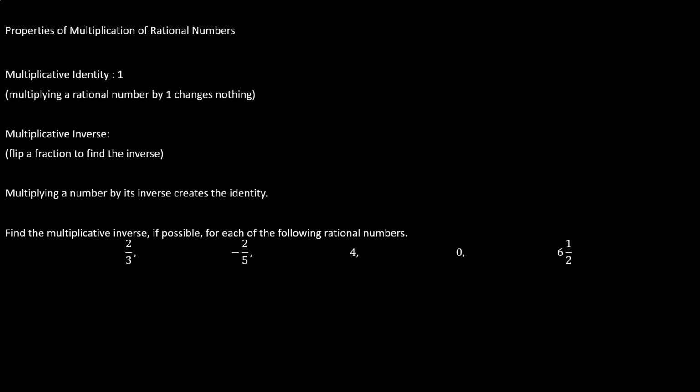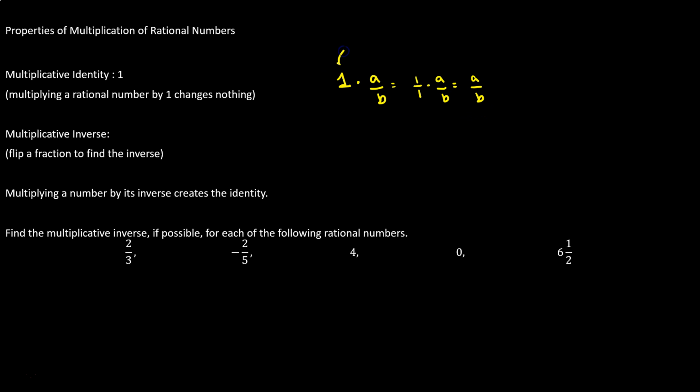The multiplicative identity is 1, and that's because multiplying by 1 changes nothing, and because the multiplicative inverse, which is a flipped upside down fraction, multiplied to the original number creates the number 1. So let's think about this. If I have 1 times a fraction a over b, 1 is a whole number, so I can turn 1 into a fraction with a denominator of 1. And then if I'm multiplying that to a over b, I'm just going to multiply straight across. So 1 times a, that's just a. 1 times b, that's just b.